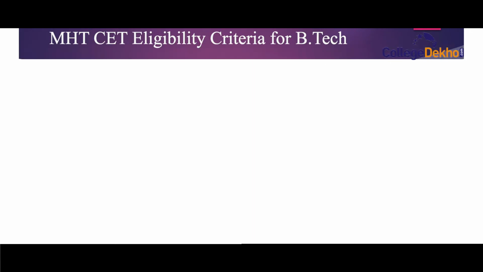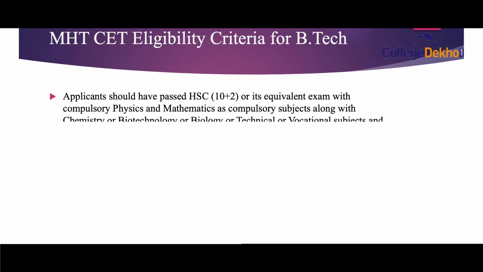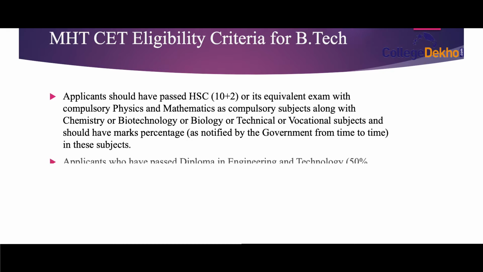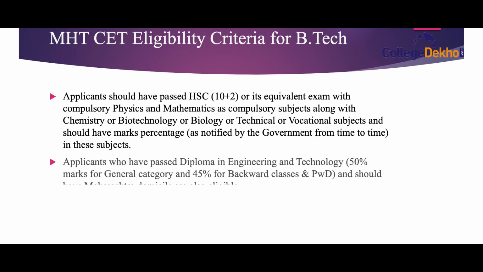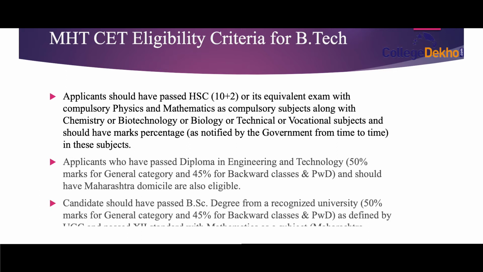MHT CET eligibility criteria for BTech. If you want to get admission in BTech, these are the eligibility rules. You should have passed class 12 with mathematics as one of the major subjects and physics and chemistry as the subjects. So PCM, physics chemistry mathematics as the subjects in class 12, and if you have passed class 12 in optional subjects with minimum qualifying marks like 40% to 45%, you are eligible to take admission in BTech.